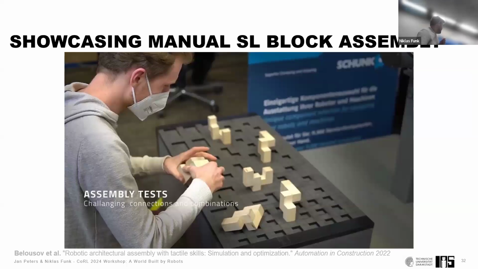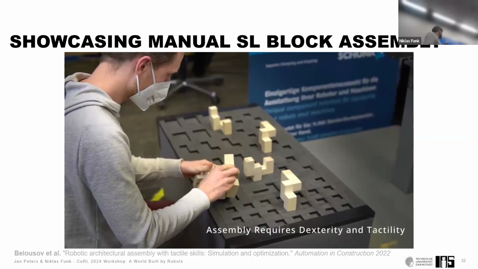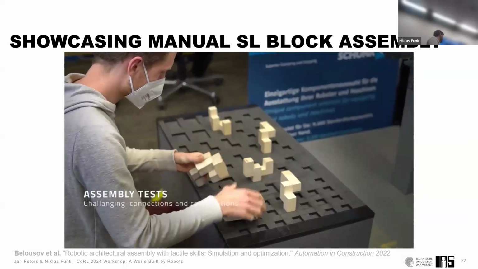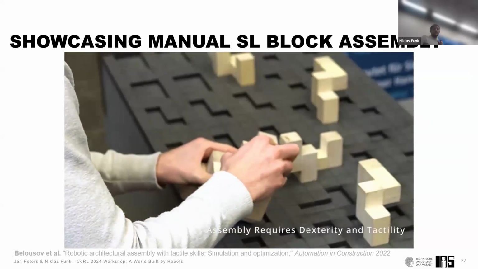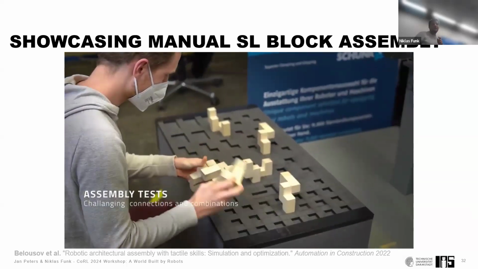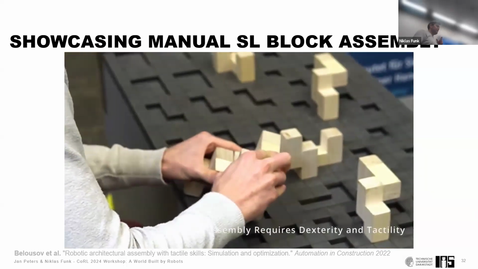Now, the price that comes with this very tight interlocking is, of course, that you need very dexterous skills to actually put the blocks together, as you can see here in this video of a master's student trying to do the task. So if we want to automate this, we thought, okay, we definitely need tactile sensing to react, for instance, to the blocks jamming with each other.